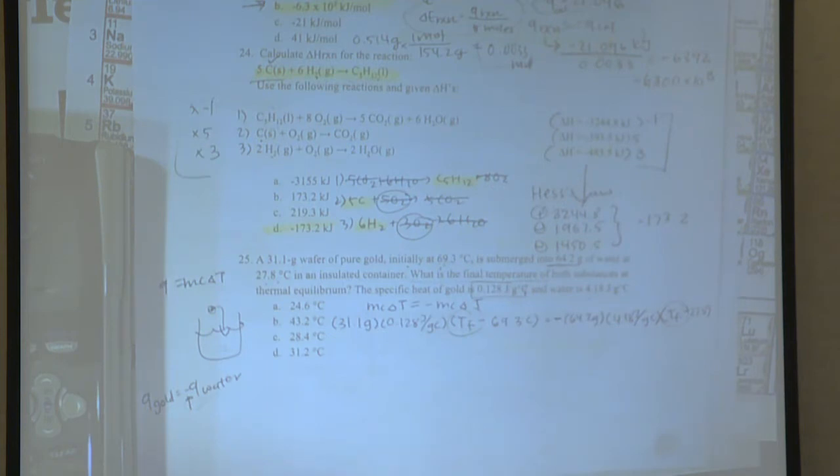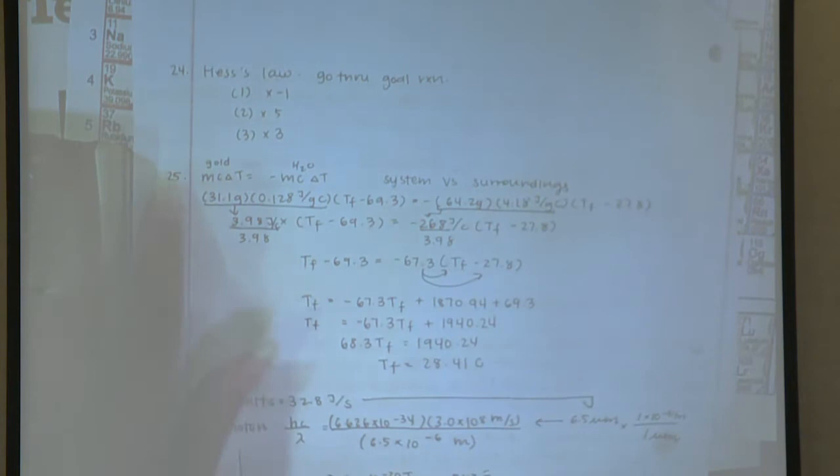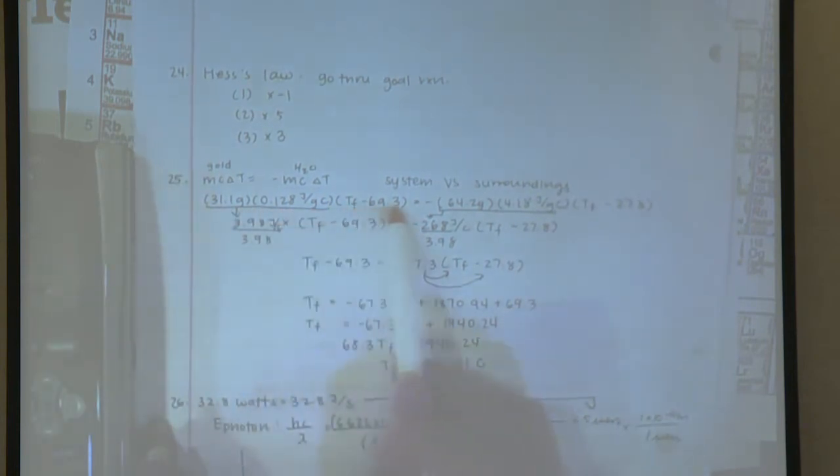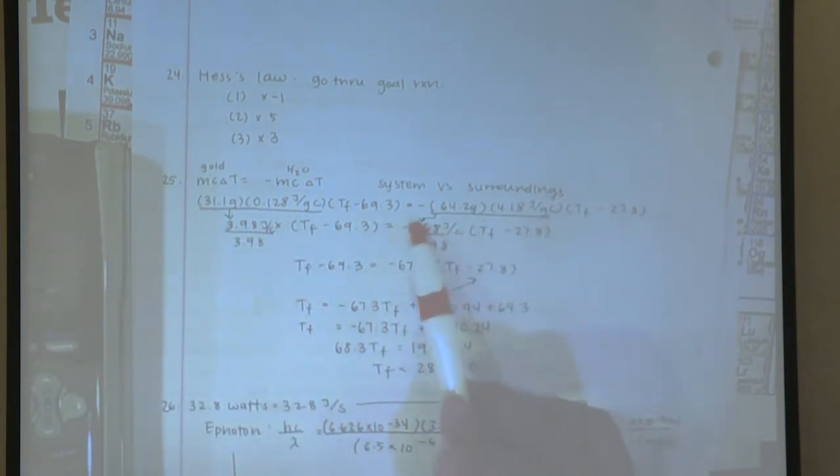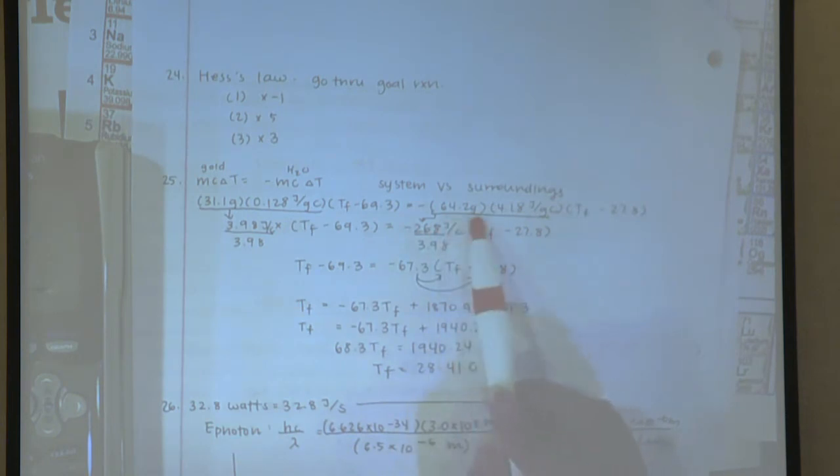So instead of writing this out, I'm going to show you guys the work that I've done. Here, this is 25, right? So you can see I've already plugged everything in here. When I multiply 31.1 times the specific heat, so the mass times the specific heat, I'm going to get 3.98 joules, right? And I keep everything else here the same. And when I multiply the mass times the specific heat here, I get, well, actually 268 joules per Celsius.